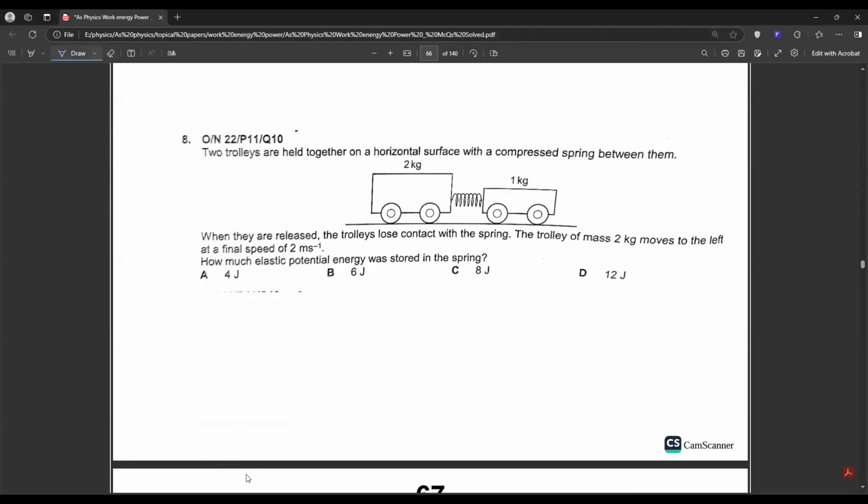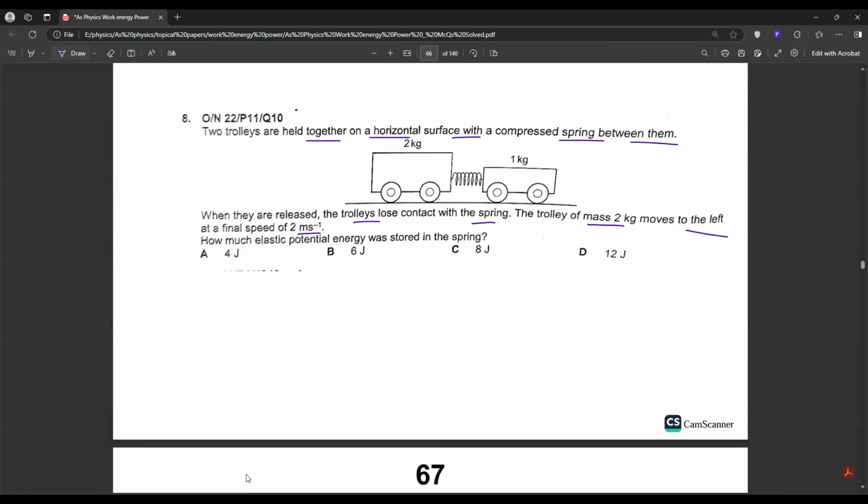Okay, let's see this question. Two trolleys are held together on a horizontal surface with a compressed spring between them. When they are released, the trolleys lose contact with the spring. The trolley of mass 2 kg moves towards the left at a final speed of 2 ms minus 1. How much elastic potential energy was stored in the spring? Now, this question is such a beautiful question because this involves momentum and energies together.